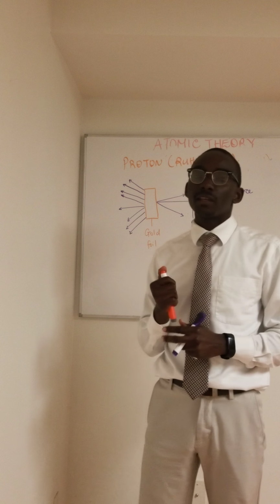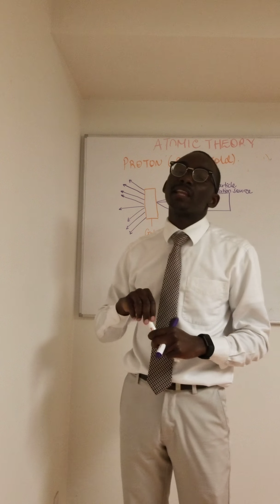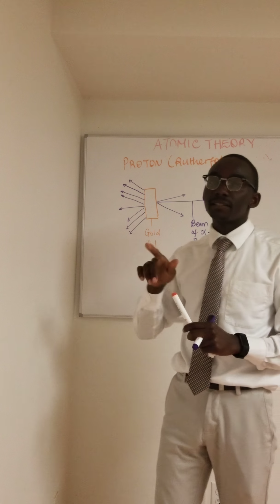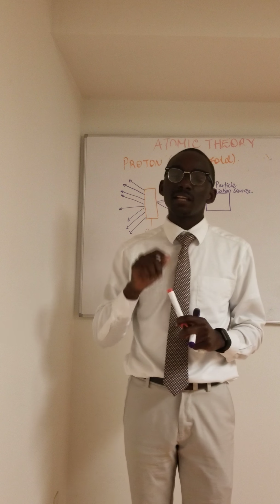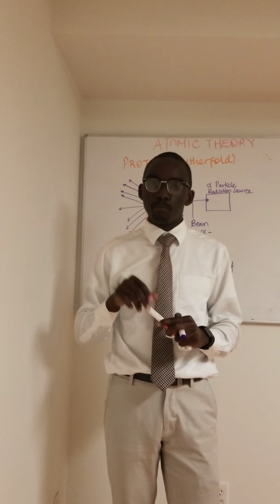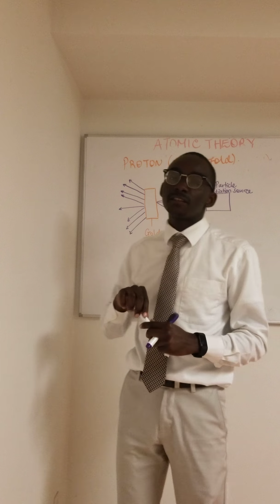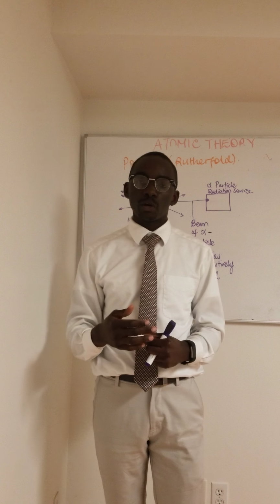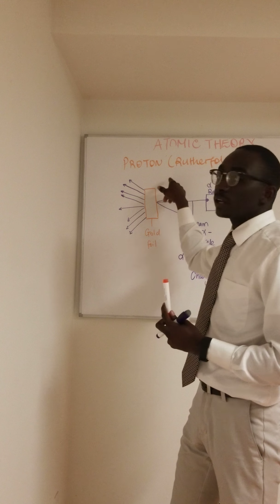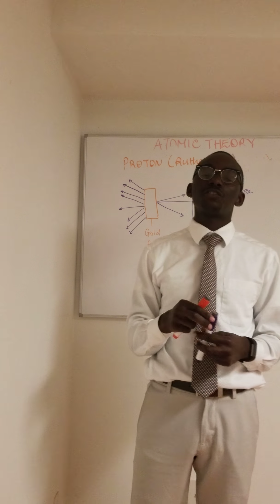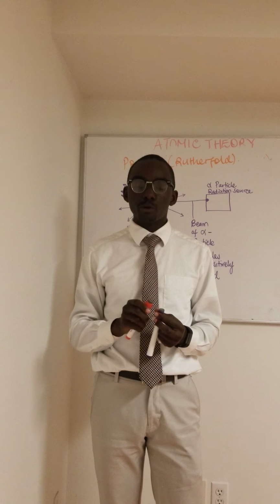an atom is made up mostly of empty space, because most of the particles passed through, but there is a small region that is positively charged. He called these positively charged particles the protons, and the area where they are located he called the nucleus. So that's how he discovered the positively charged particles called protons.